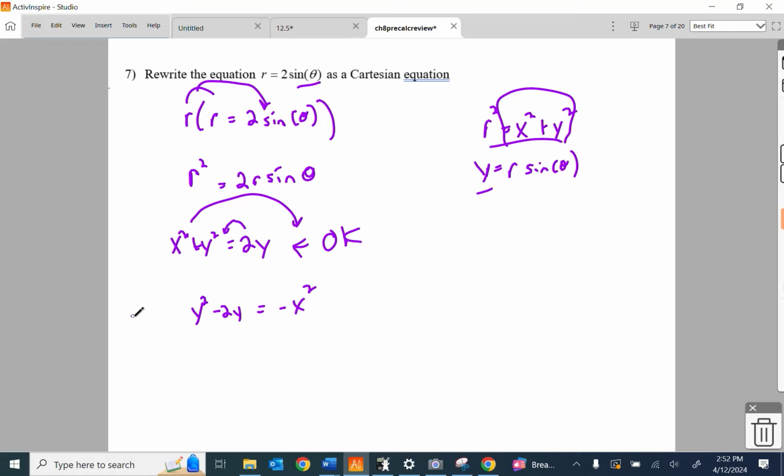Then I'm going to do a little technique called complete the square. I'm going to take negative 2 and cut it in half and get negative 1. I'm going to square the negative 1 and get 1. And I'm going to add that to both sides. Oops, I forgot to put the plus 1 there. y squared minus 2y plus 1 is (y minus 1) squared.